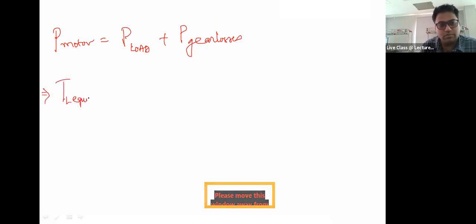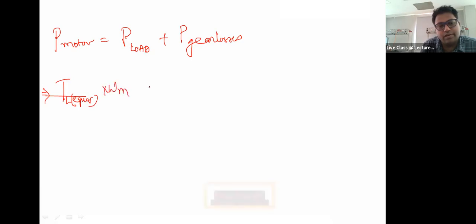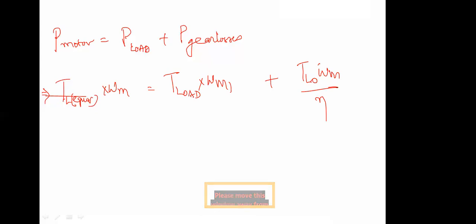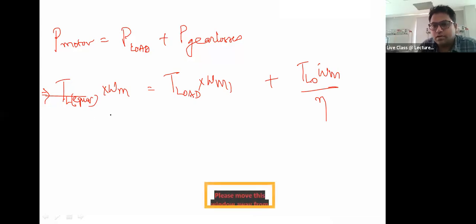So TL equivalent, that is the equivalent load torque, into omega M, that is the motor speed, then TL load, that is the load side torque, into omega M1, that is the speed of the load, plus gear losses. So that will be TL0 into omega M by efficiency. Is it not so? Yes, sir. I think I made a mistake. It will be omega M1. Anyways, let's proceed.